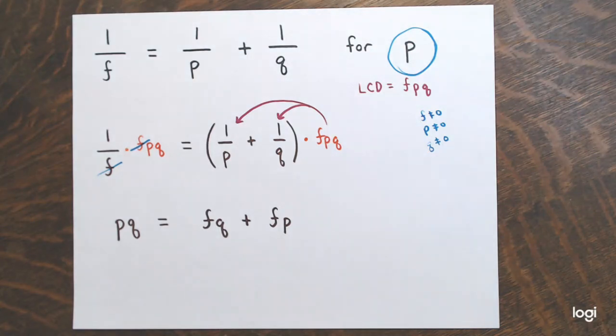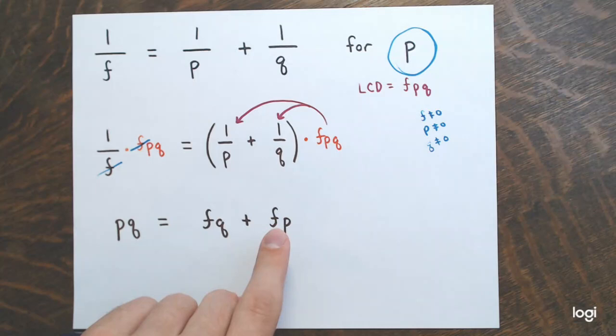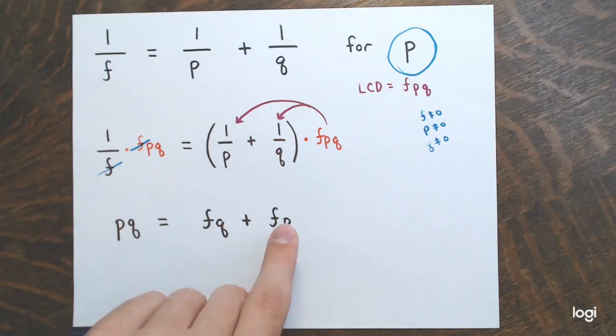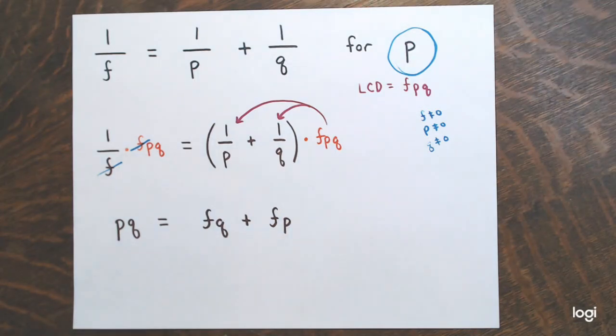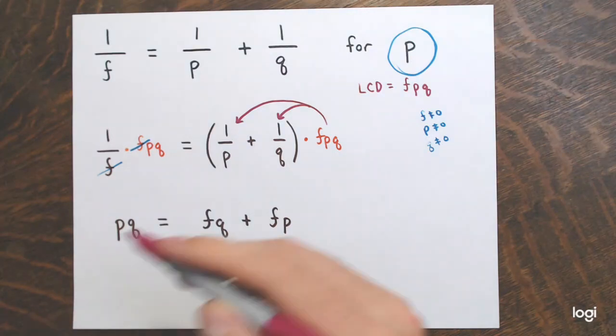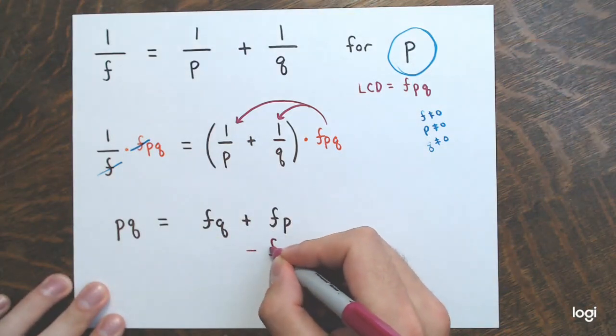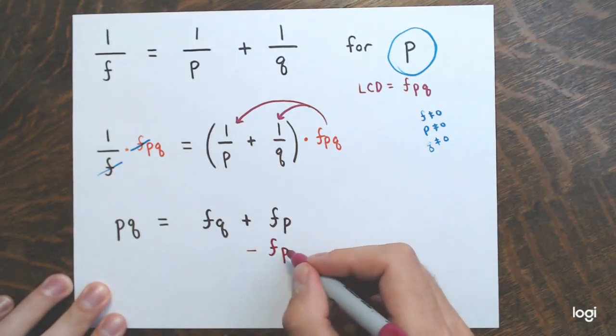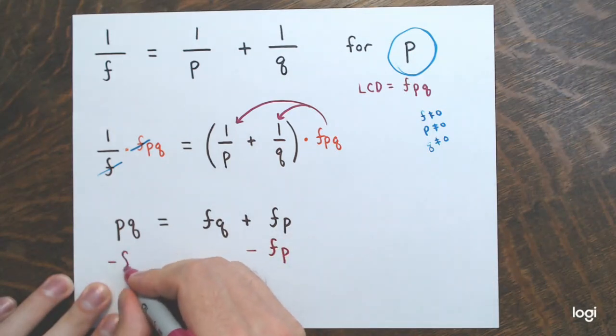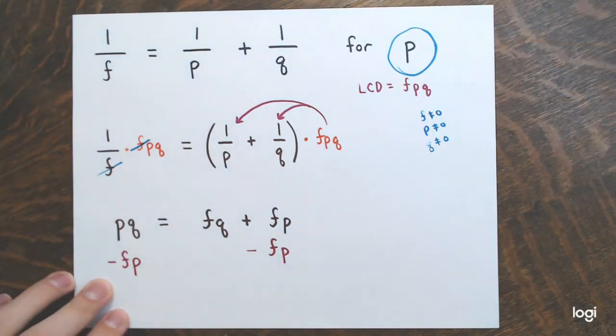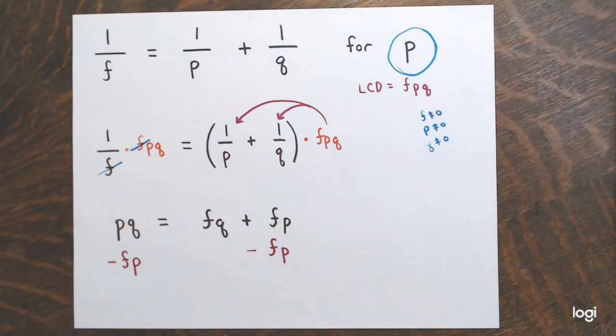I gather all the terms that have p attached to them on one side. Well, there's already one of those on the left. P times q is a term with p in it. But there's also one on the right, this f times p. So I'm going to take that away. I'm going to take it to the left with the pq. So we're going to subtract this fp. It's positive already. Take it away. Subtract fp. Subtract fp.